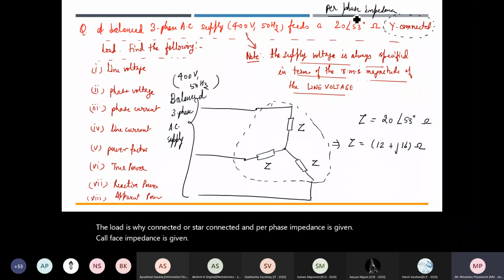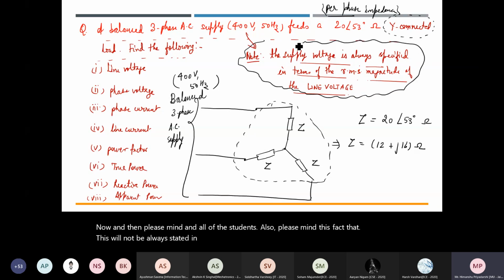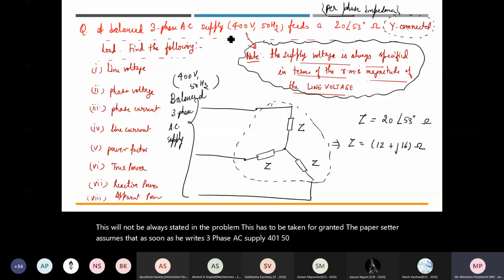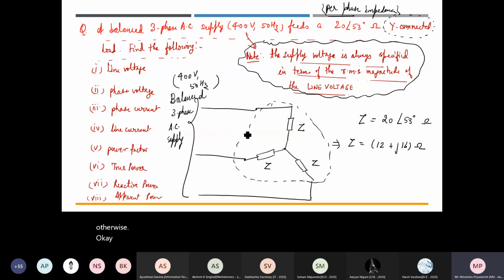Now Aryan, and all of the students also, please mind this fact that this will not always be stated in the problem. This has to be taken for granted. The paper setter assumes that as soon as he writes three-phase AC supply, 400 volt 50 hertz, the student with a background in engineering should understand that this is the line voltage, unless and until mentioned otherwise. So what is the value of line voltage? Directly we can say it is 400 volts.